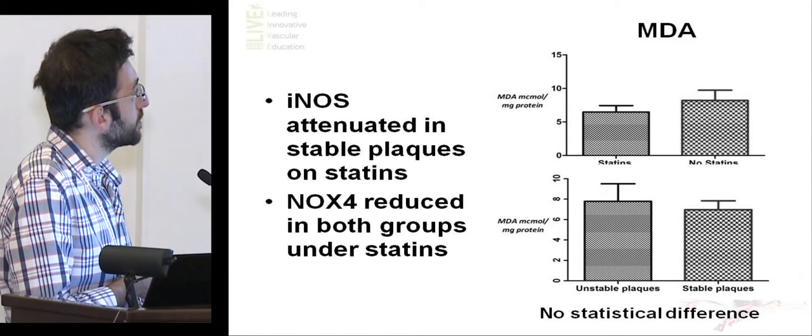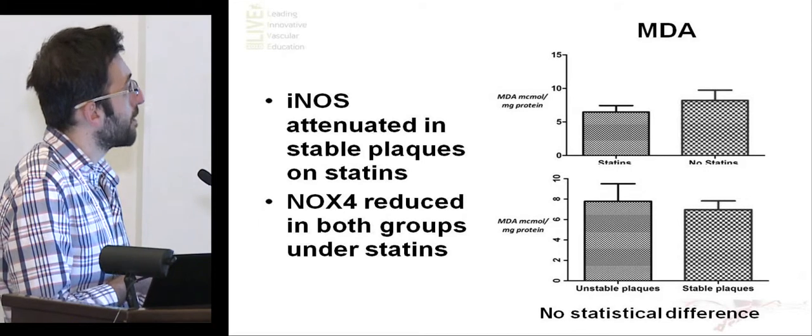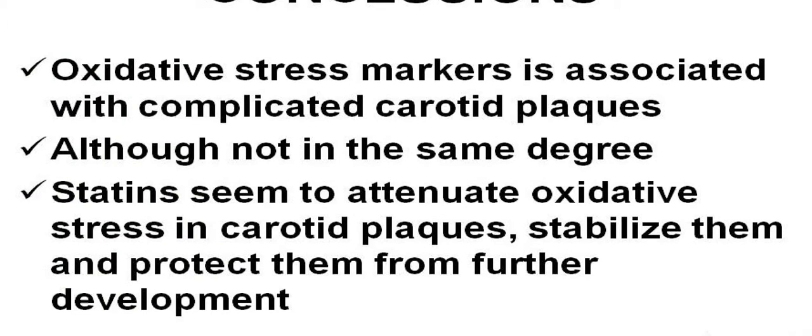So our conclusions are that oxidative stress markers are associated with complicated carotid plaques, although not to the same degree as we have found. And statins seem to attenuate oxidative stress in carotid plaques, stabilize them, and protect them from further development.